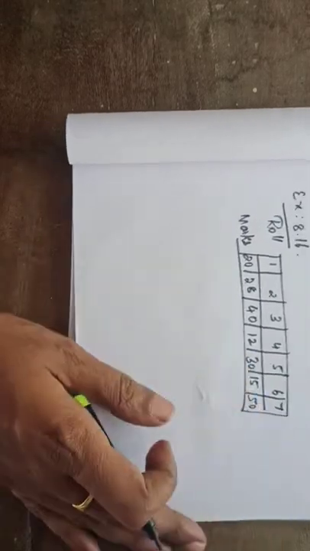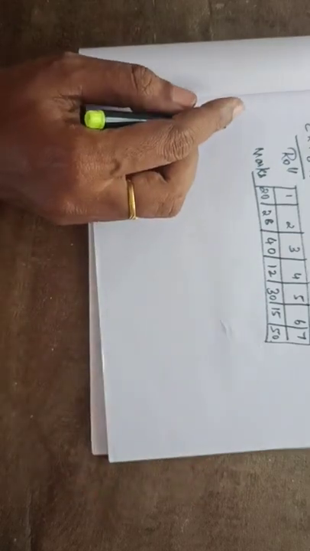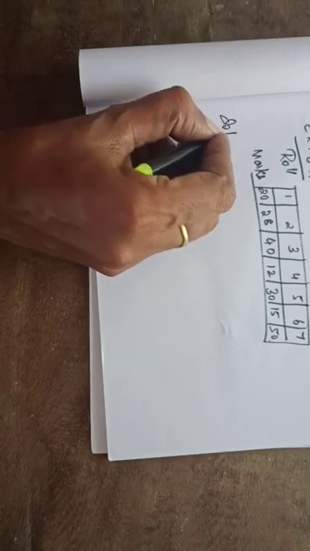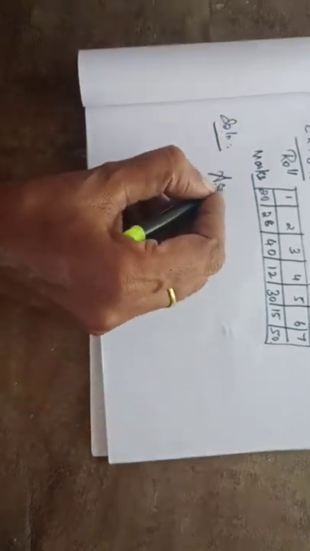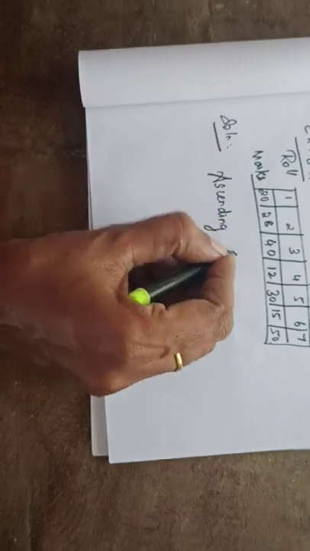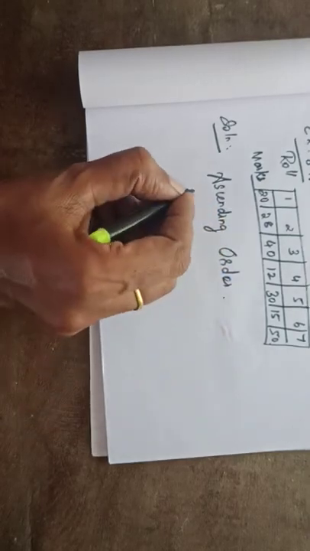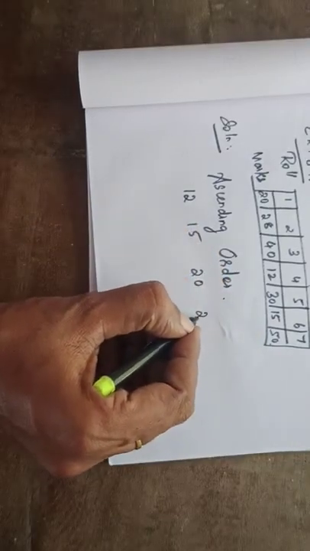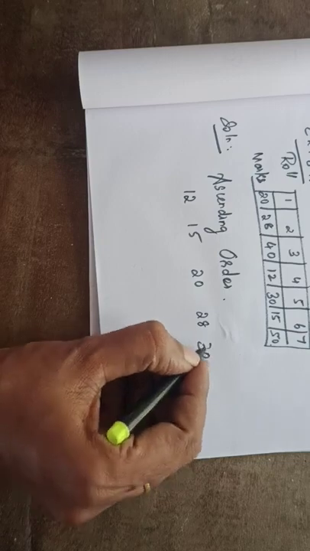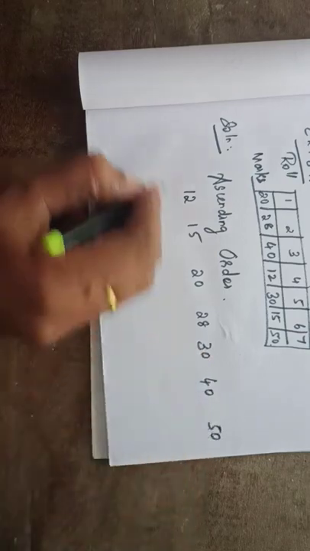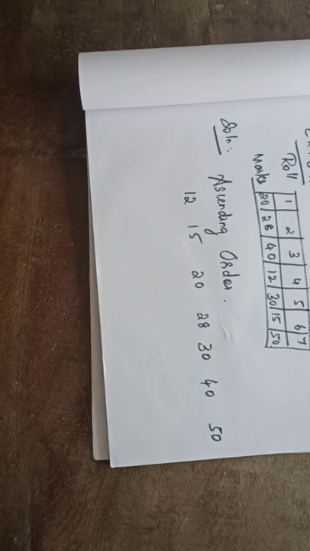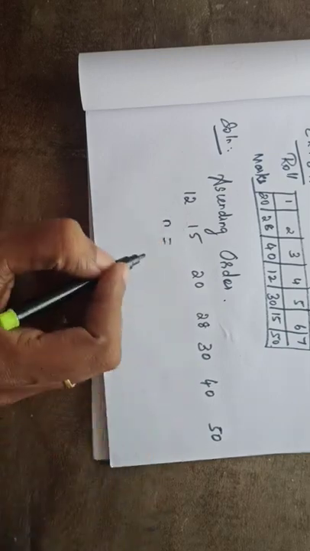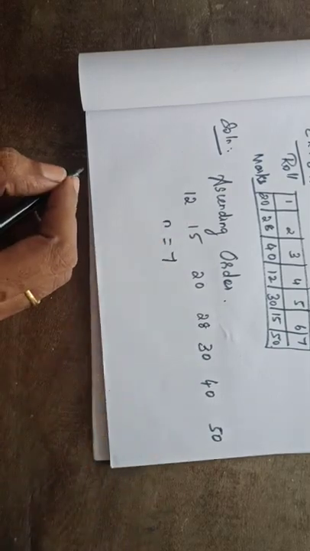First you need to arrange this in ascending order. Marks can be arranged in ascending order: 12, then 15, then 20, 28, 30, 40, 50. Now I have arranged the marks in ascending order. What about the n value? What's the number of observations here? 7. Correct? Number of observations is 7.